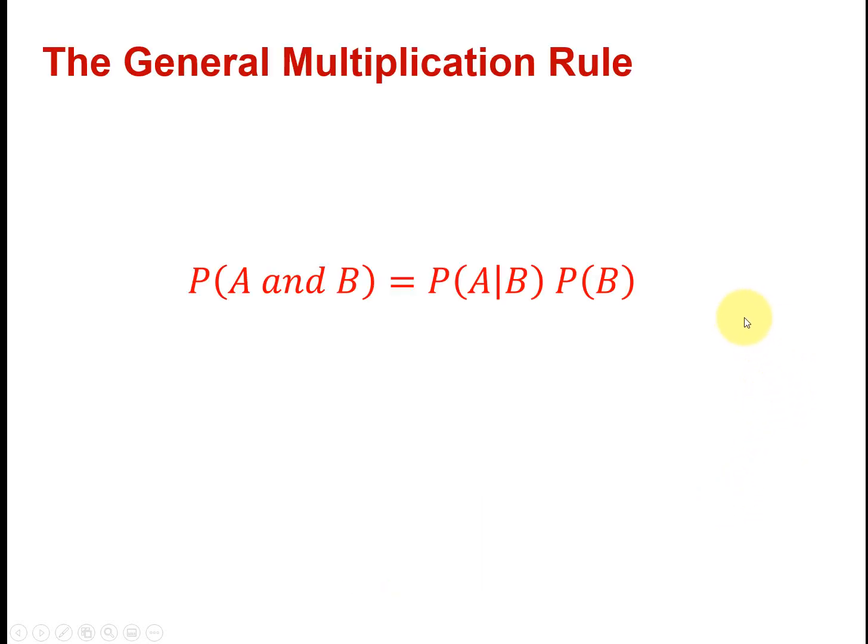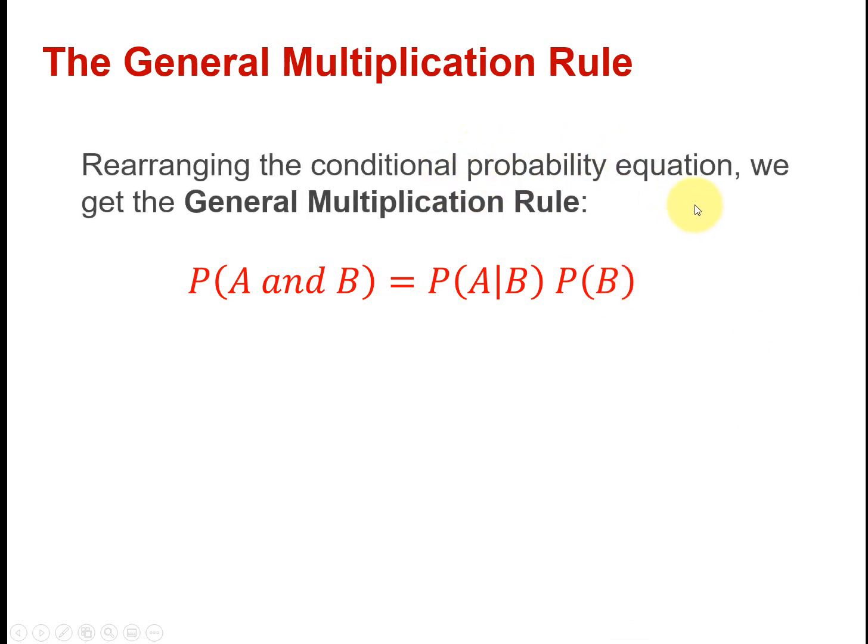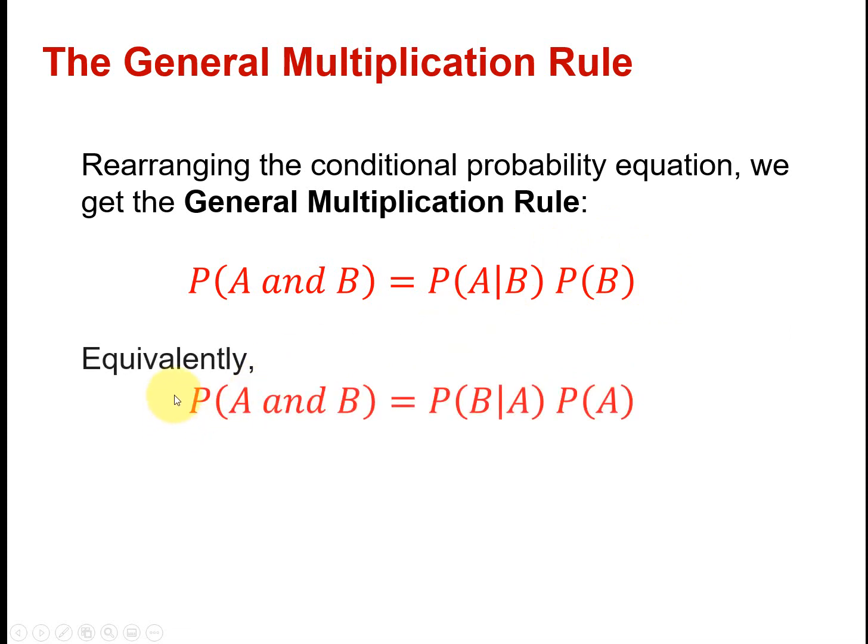And here's the general multiplication rule. Rearranging the conditional probability equation, we get this rule. So the probability of A and B equals the probability of A given B times probability of B. And we also get it this way too: probability of A and B equals probability of B given A times probability of A.